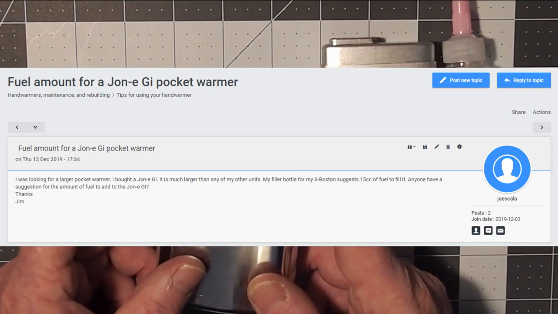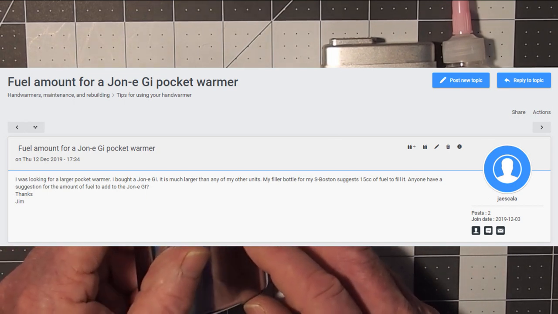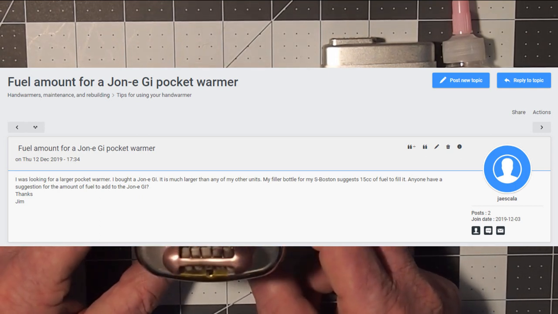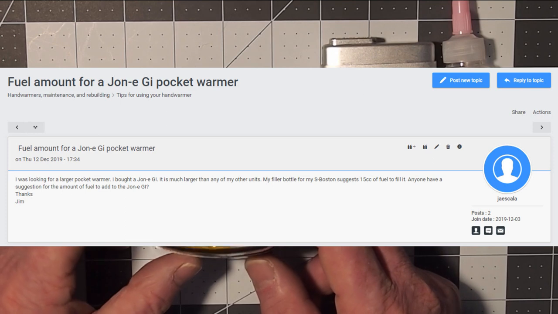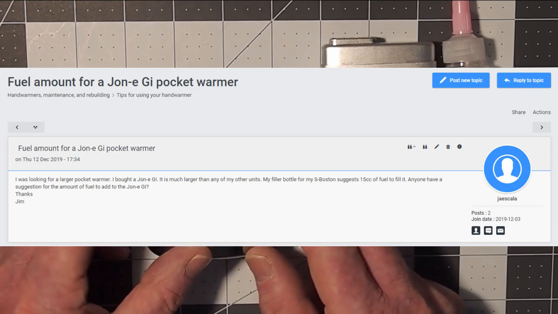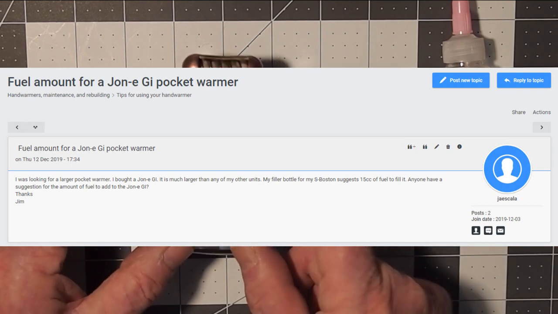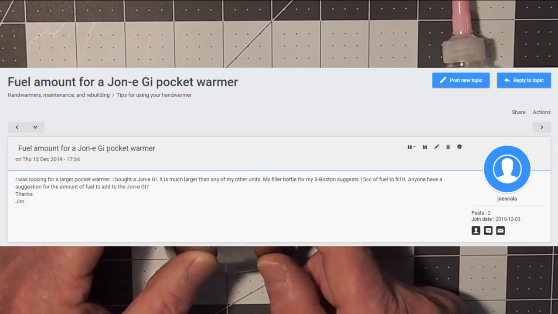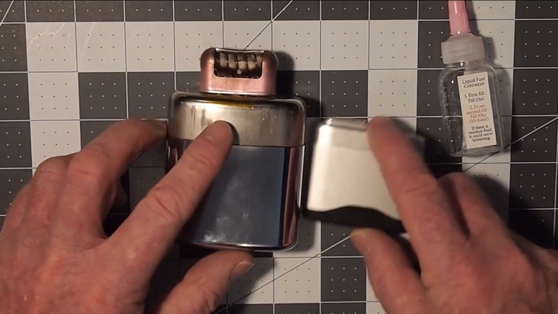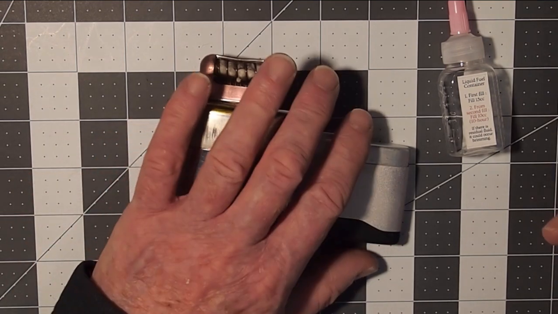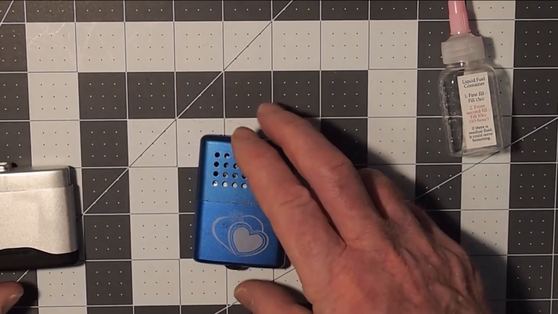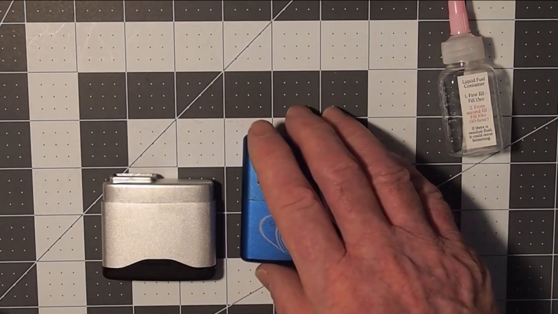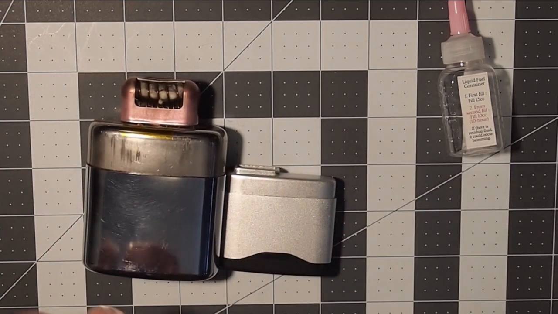This is the Jon-e GI, or Giant, some people call it, but no instructions on how much to fill it up with. So I thought we would cover that here and come up with a seat of the pants guideline for where to start with for the amount of fill to stick in this Jon-e GI. But we could probably apply the same formula to almost any other hand warmer, such as these small guys, which, as you can see here, would probably take less than the S Boston. So let's have a look at this and see if we can work that out.